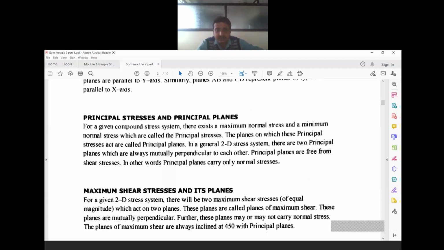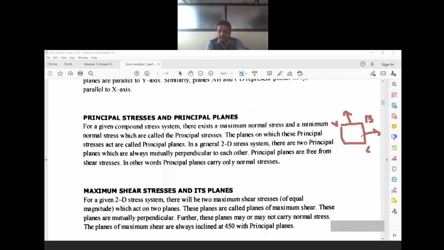So I shall indicate that in a diagram so that you can understand very easily. So we have a 2D system like this. One is normal in x direction, and one is normal in y direction. They are mutually perpendicular to each other, and we don't have any shear stresses. So the plane AB is perpendicular to plane BC.